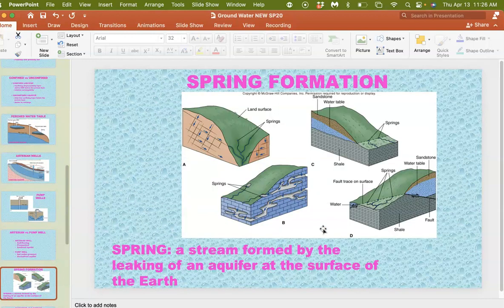Okay, we talked about streams briefly the other day as well. And we mentioned that a spring is different because of its source.